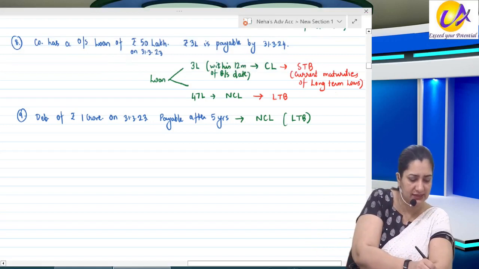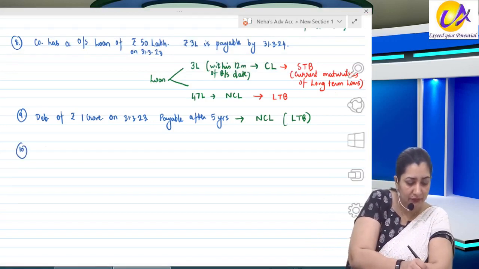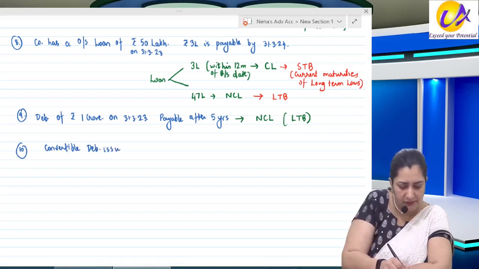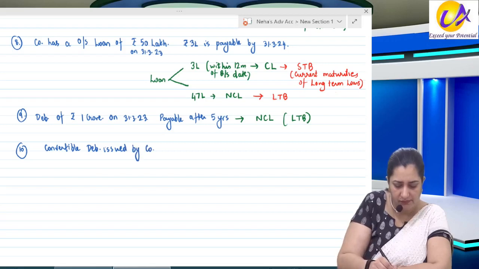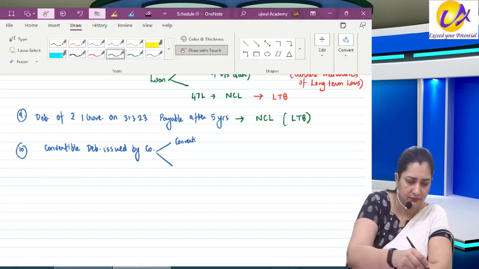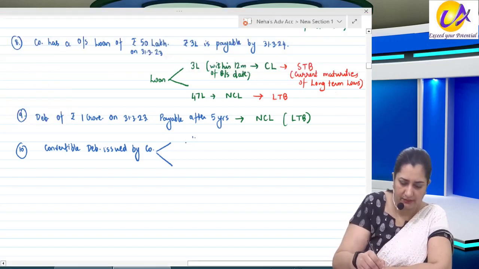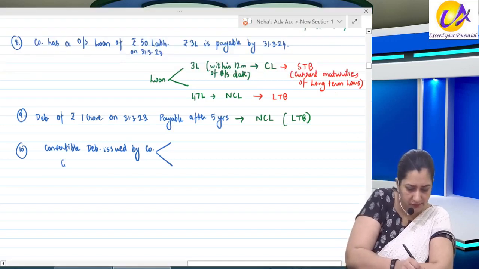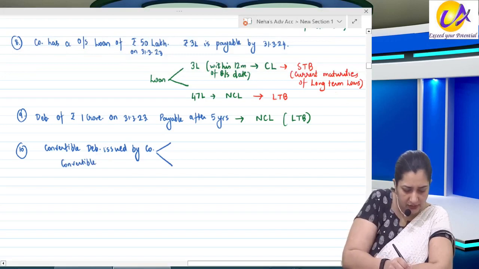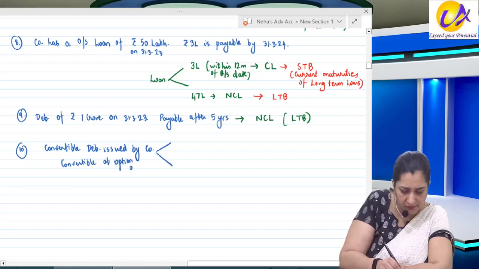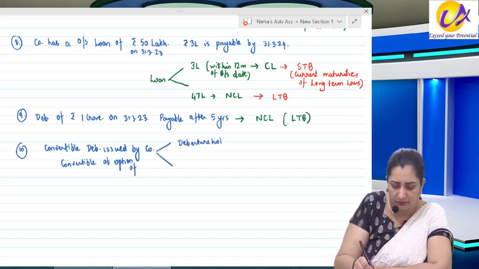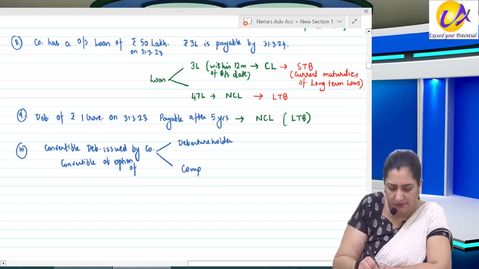But the next one we have is the last example of this sort. If you are having convertible debentures issued by the company, they are convertible at the option of the debenture holder, or at the option of the company. Two possibilities may happen.